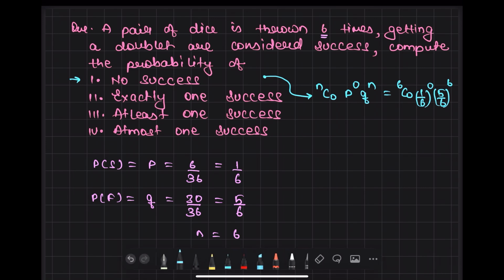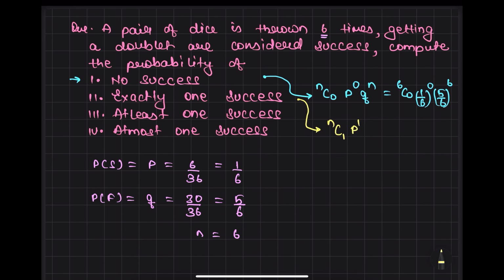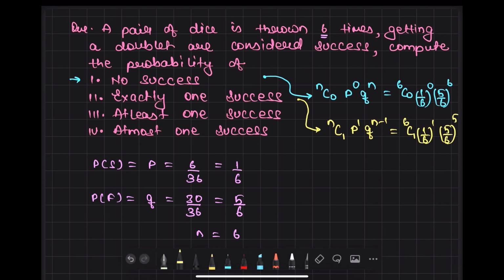Okay, now let's jump on to the next. So exactly one success. So try to understand. Exactly one success means nC1, p power 1, q power n minus 1. So can I say that it is 6C1, p is what? 1 by 6 power 1, and then 5 by 6 power 5. Okay, now let's move on to the next question.